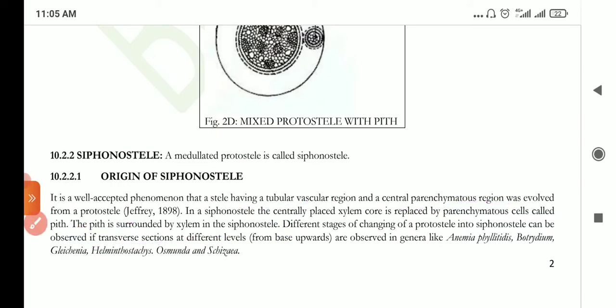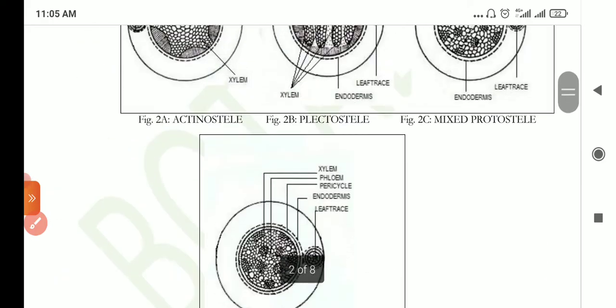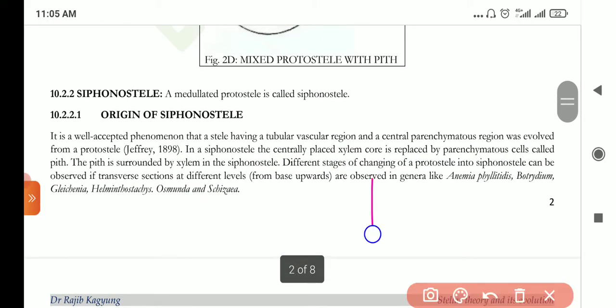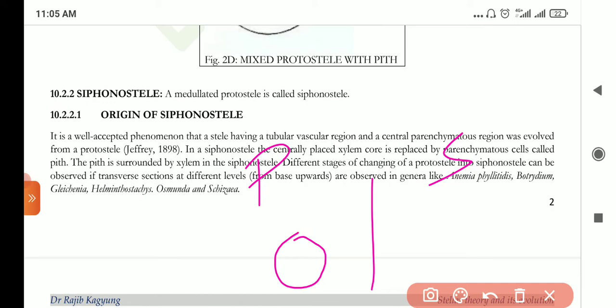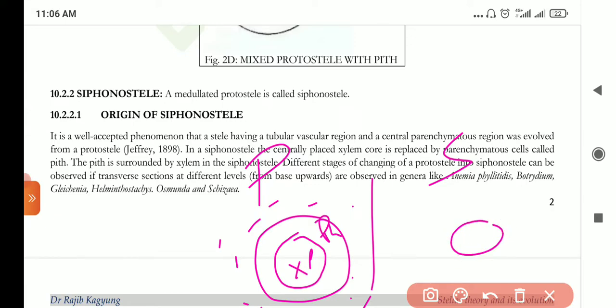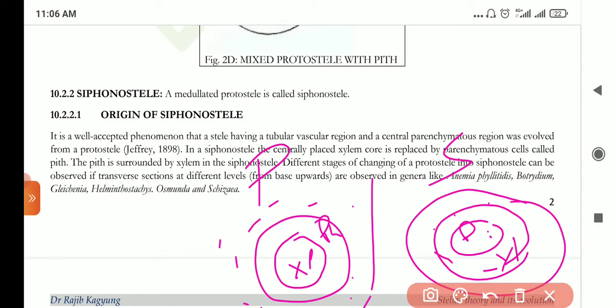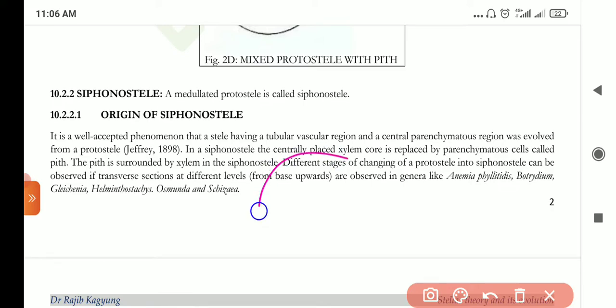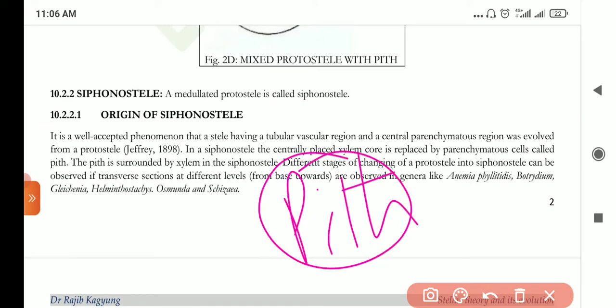So what is different from the protostele? If I draw here, remember the protostele: xylem directly, then phloem, then your endodermis and your pericycle. But in siphonostele, you don't start directly with xylem, you start with pith. I'll write PI for pith, then you have your xylem, this one is XY, then your phloem, this is PH, then your endodermis and pericycle. So what's different here is that in siphonostele, you will have one pith. Very good.